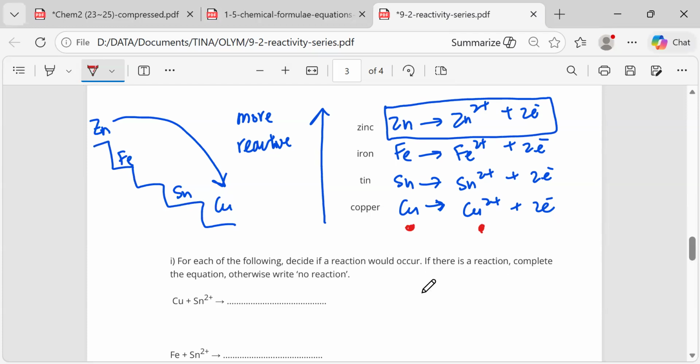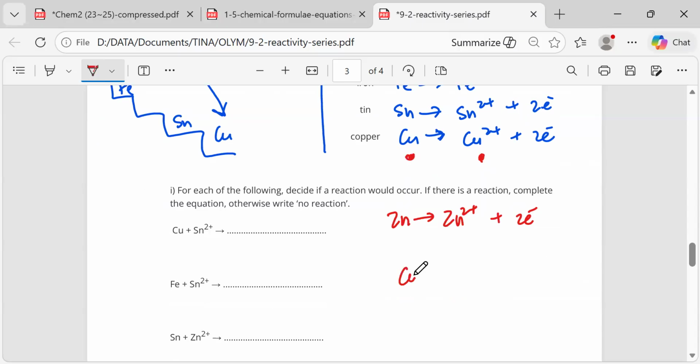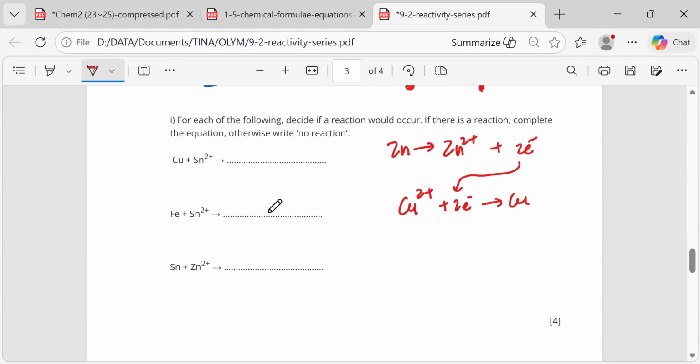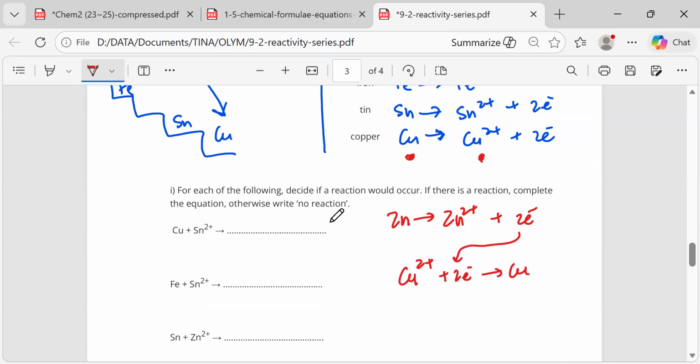So zinc gives the electron, right? Copper must catch it, right? So copper ion, you catch my electron, become copper. Can you see what's going on now? So the one on top can throw, the one below can catch. Okay, now do this. If no reaction, write no reaction. If there's a reaction, finish the reaction.